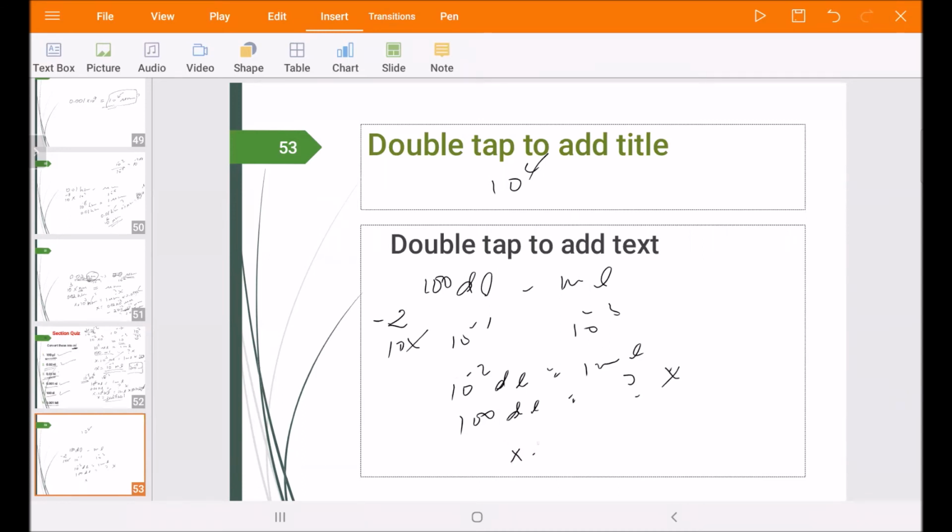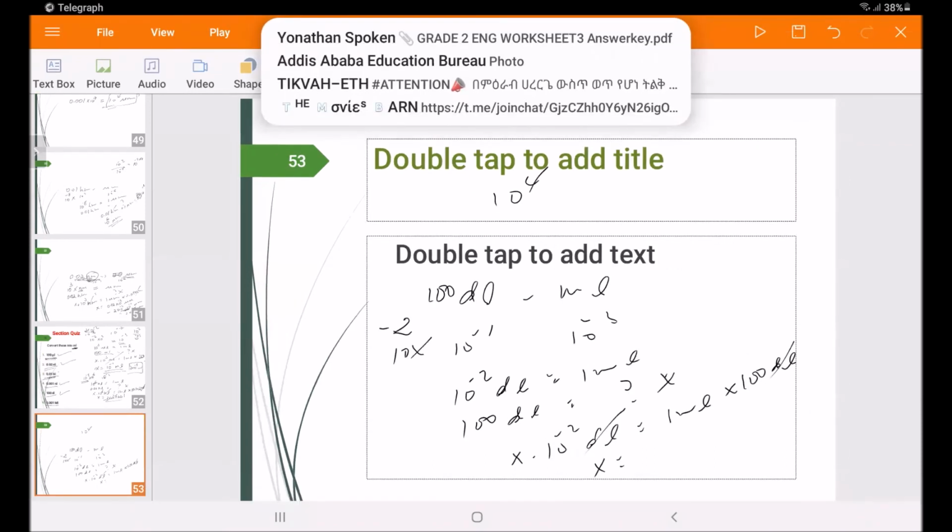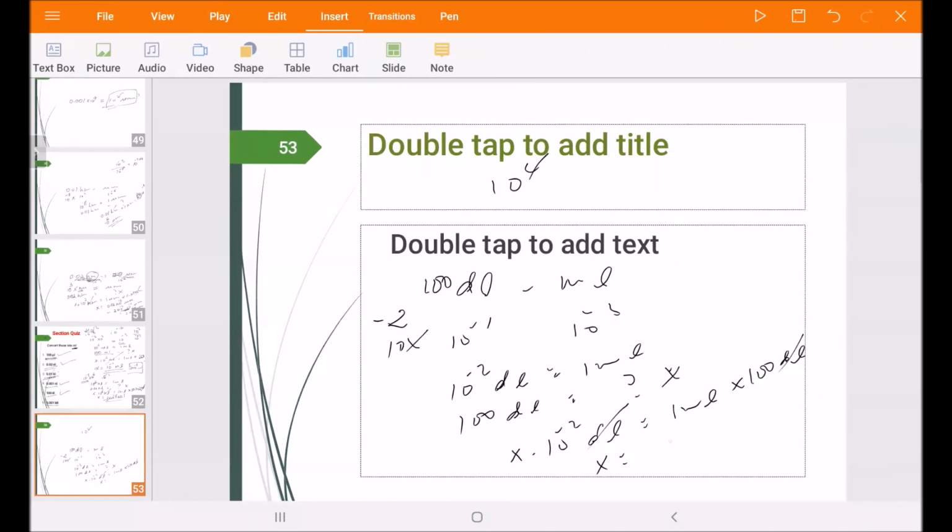So x times 10 to the power of minus 2 deciliter is equal to 1 milliliter times 100 deciliter. To obtain the value of x, divide both sides by 10 to the power of minus 2. So 100 is 10 to the power of 2, and dividing by 10 to the power of minus 2 gives 10 to the power of 4 milliliter. Excellent.